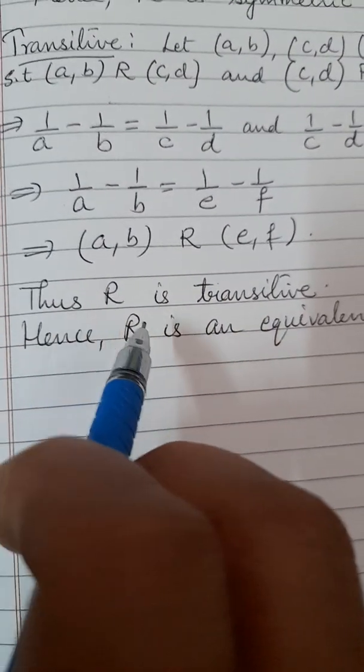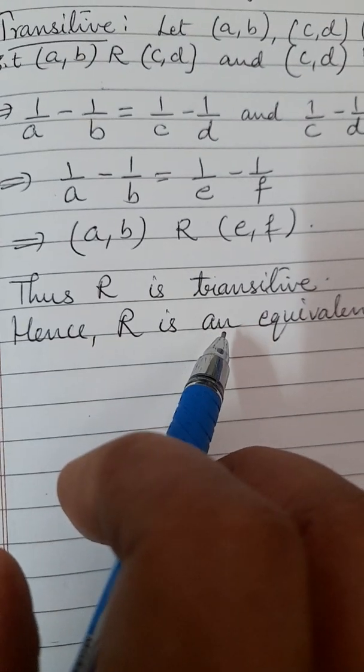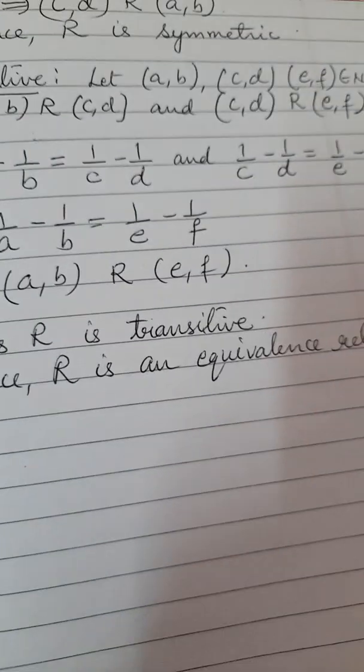And since R is reflexive, symmetric as well as transitive, therefore R will be an equivalence relation.